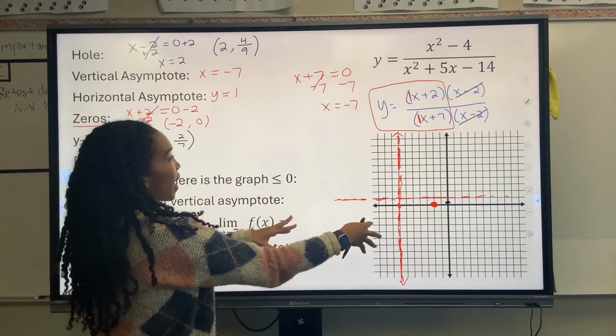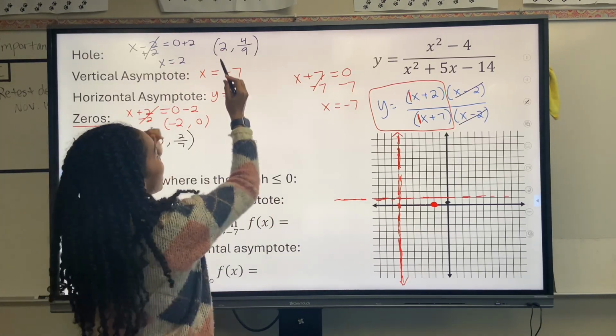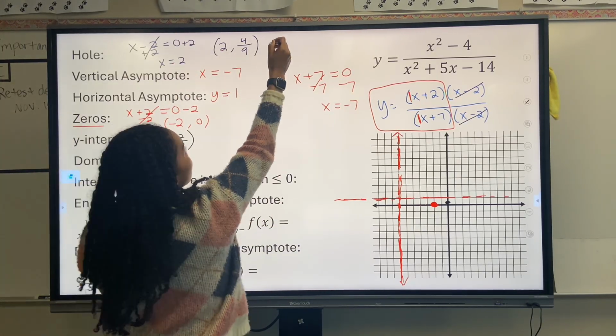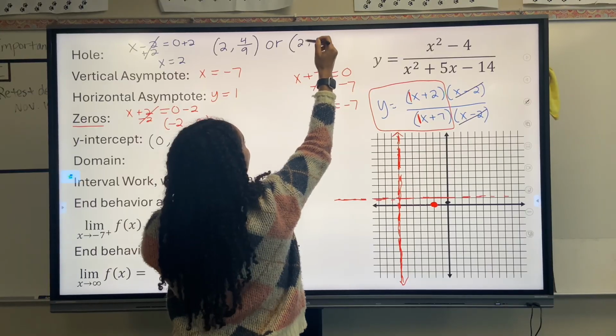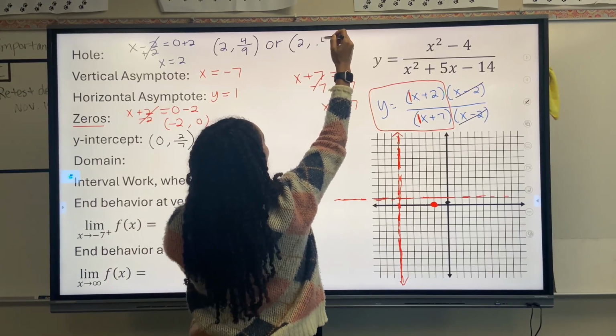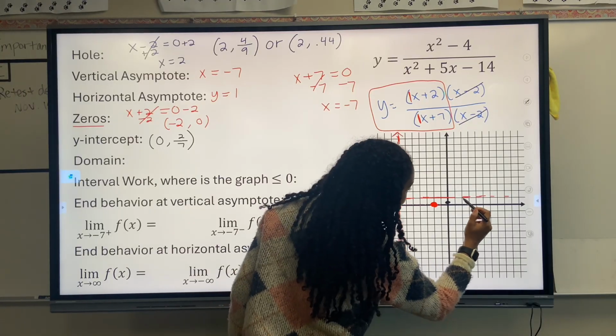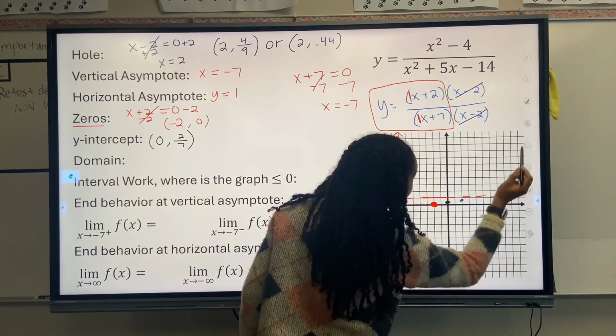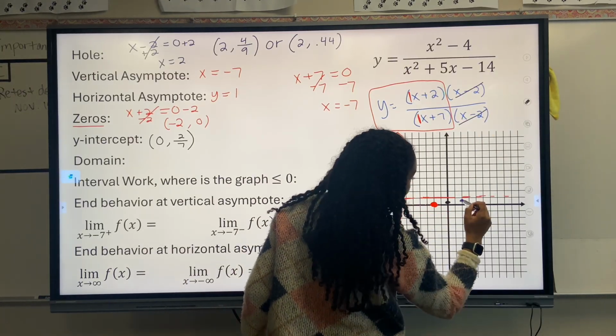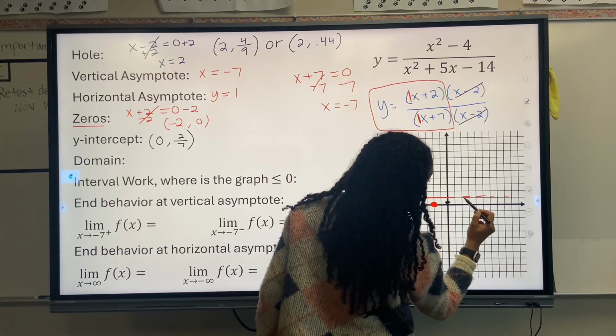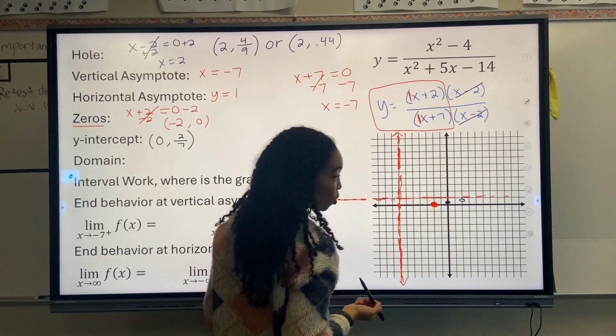So let's go ahead and graph. The hole is at (2, 4/9). You could also write it as a decimal. 4/9 is about 0.44. So 2, 0.44 is about right here. And I'm not going to draw it as a closed circle. I need to draw it as an open circle since it's a hole.